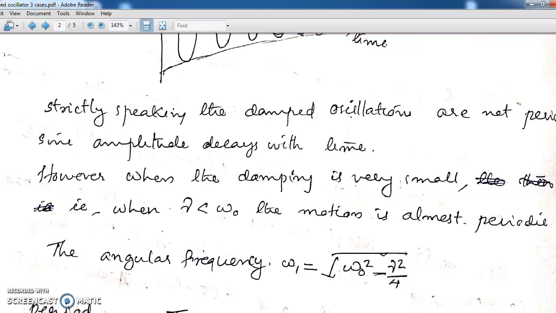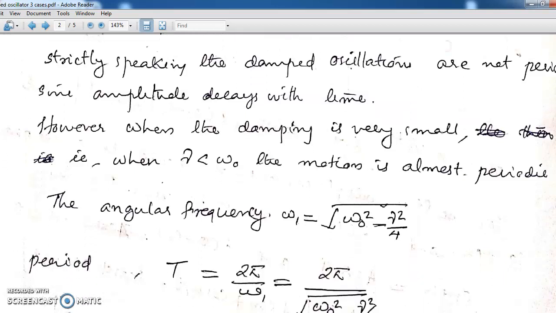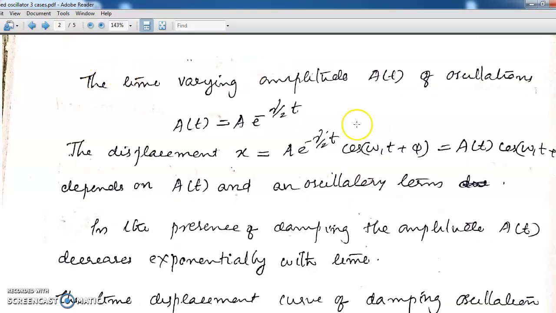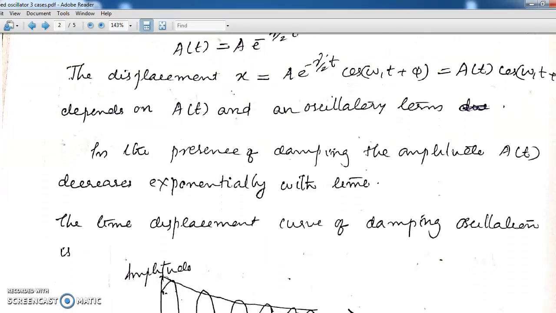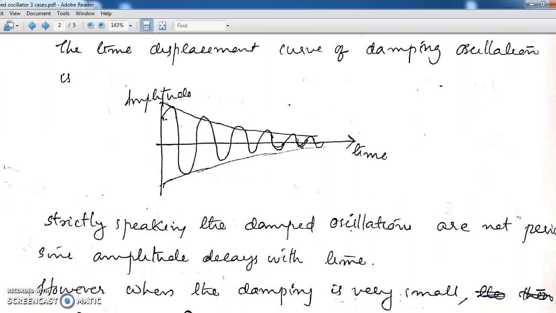Remember how we have done the solution, that is how we have substituted omega 1 in the earlier equation. So omega 1 will be root of omega 0 square minus gamma square by 4, and the corresponding period of oscillation will be 2 pi by omega 1, that is 2 pi divided by root of omega 0 square minus gamma square by 4.